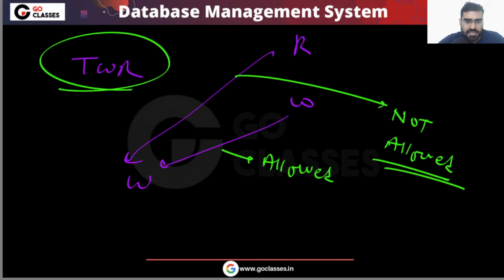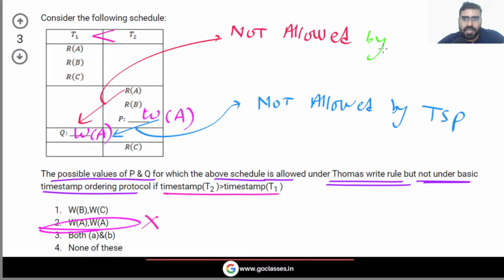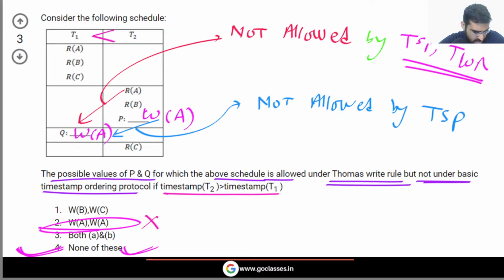Why are you forgetting this? This is not allowed by Thomas Write rule, by TSP. So this is also not correct. So the answer will be none of these. Answer is going to be none of these. Is this clear? Tell me.